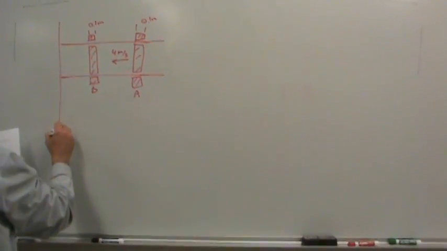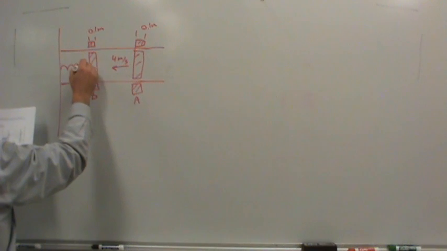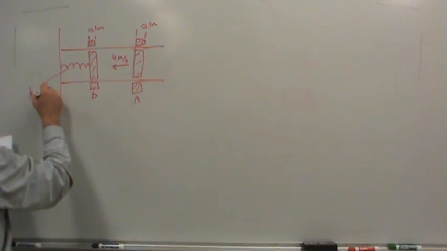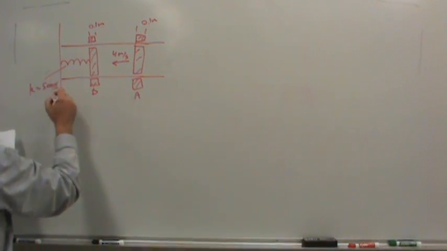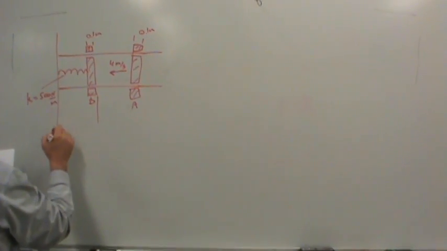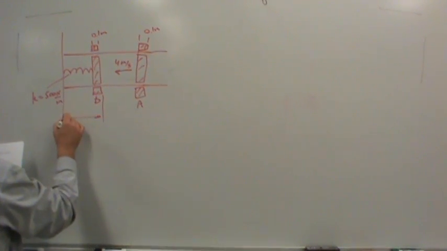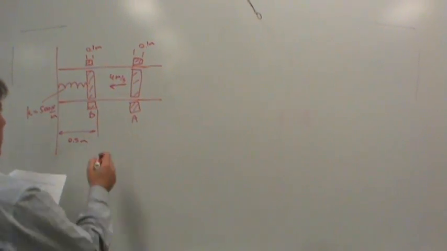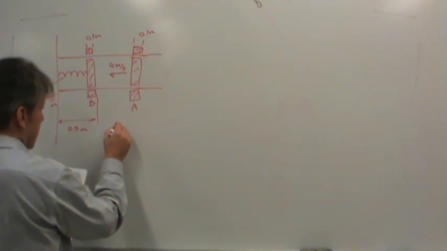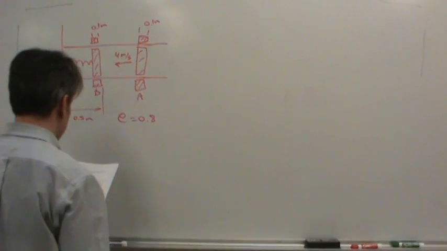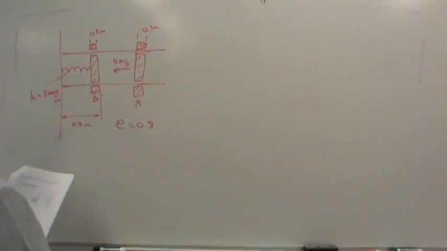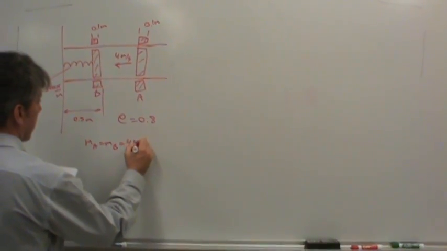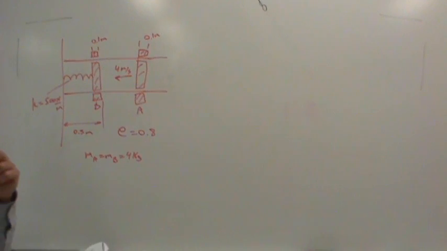Over here, plate B is supported by a spring that goes back to ground. The spring constant k is 500 newtons per meter, and the initial position of the plate is a half meter. The other thing that we're given is that the restitution coefficient e is 80%. As well, the mass of A and the mass of B is 4 kilograms, so we have 8 kilograms total in this system.